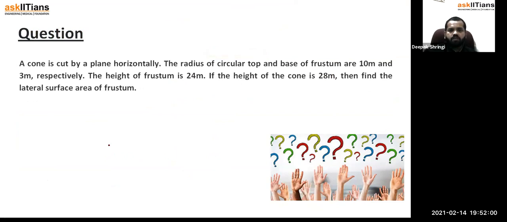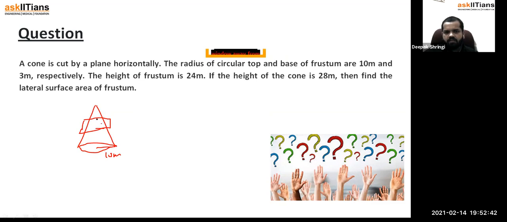Okay, so we'll do a question based on frustum. A cone is cut by a plane horizontally. A cone was there, so draw the diagram. A cone is cut by a plane horizontally, and you have cut a cone. The radii of the circular top and base of a frustum are 10 meter and 3 meter. It is written in reverse. Obviously, the base one will have the big radius, so 10 meter, and your 3 meter.